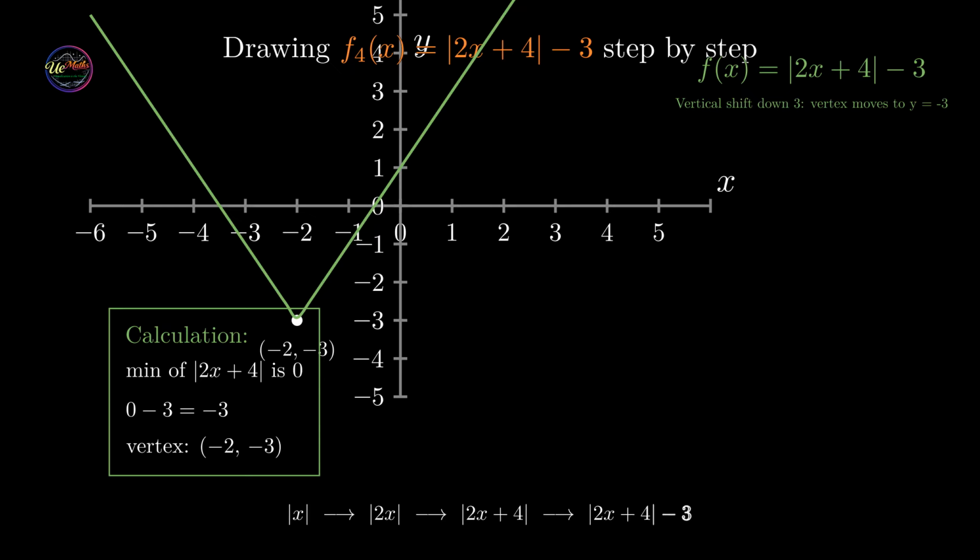Finally, we subtract 3 from the whole expression, giving absolute value of 2x plus 4 minus 3. This moves every point down by 3 units. So the vertex ends at -2, -3. That is exactly f4 of x, built up piece by piece from f1 of x.